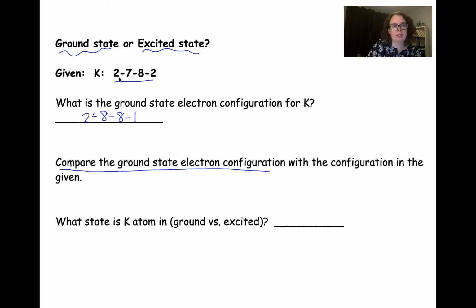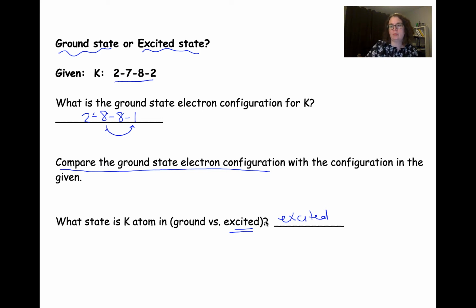They both have 2 electrons in the first shell, but in the second shell, the given atom only has 7, where the ground state atom has 8, and then in our n equals 4 shell, there's now 2 electrons instead of 1. So this means that one of our electrons has moved from a low energy shell to a high energy shell. So that means we're going to be in the excited state. Right, so we have to compare our ground state to our given information and see what happens.